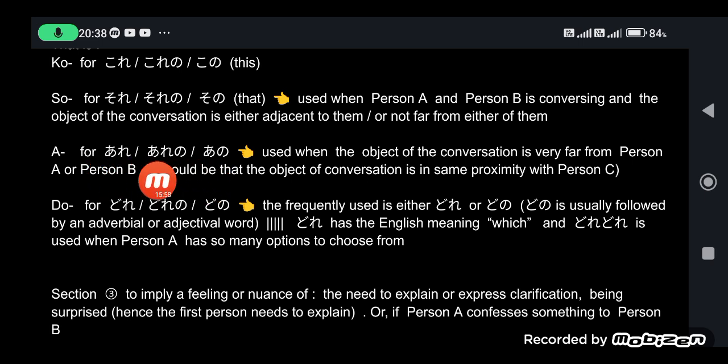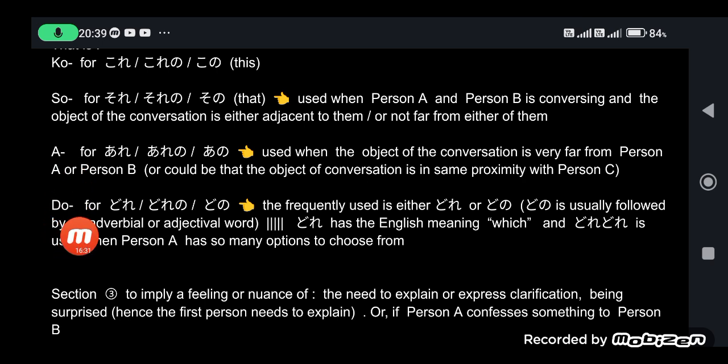So are, possessive form areno, but this long form areno is almost always abbreviated to ano. So this ano is used when the object of the conversation is very far from either person A and also far from person B, or could be that the object of conversation is in the same proximity with person C. So that's also a possibility.